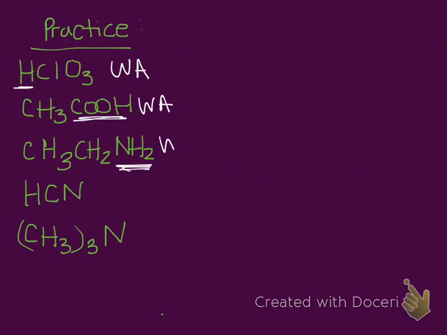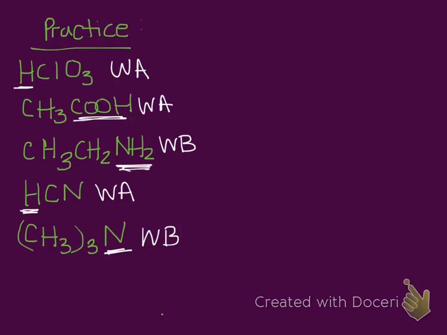NH2, that would be a weak base. H, starting us out, would make it a weak acid. And again, we've got the nitrogen. Even if it doesn't have the hydrogens attached, that still makes it a weak base. A nitrogen hanging off the end there. All right. So now we're going to identify the conjugate that would go with it.